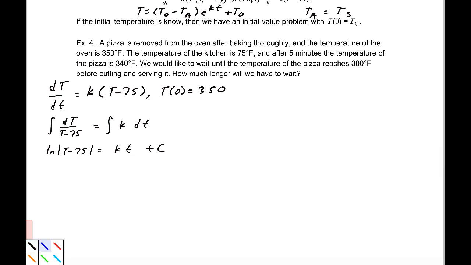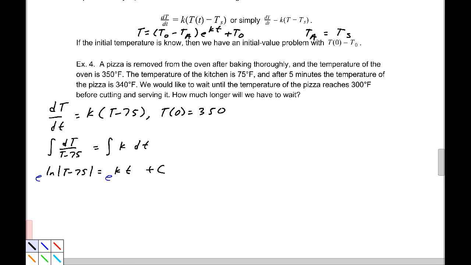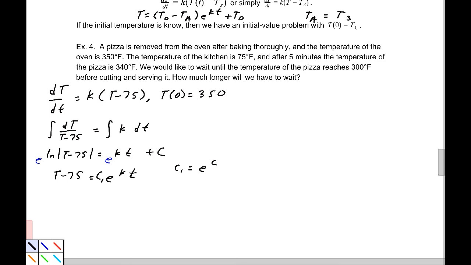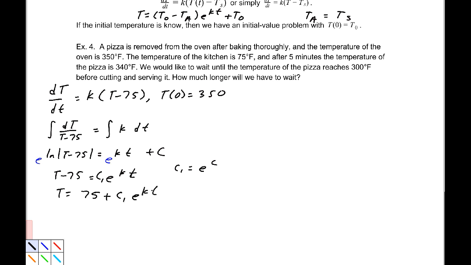Now, if we exponentiate at this point, this should begin to take shape, begin looking like that formula from 2.8. So we have no more natural log, just the absolute value of T minus 75, and I'm going to drop the absolute value because we're going to deal with that with the constant. e to the kt, I'm going to make that C1, where C1 equals e to the C. And adding 75 to both sides, we find that T is equal to 75 plus C1 e to the kt.